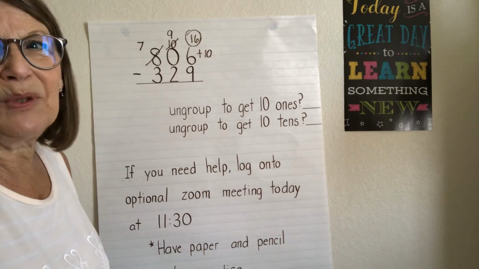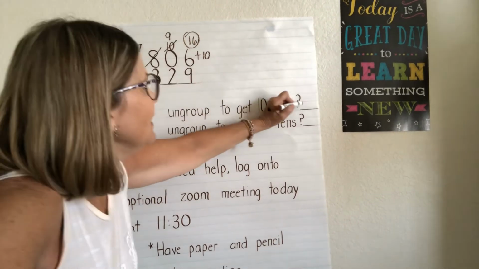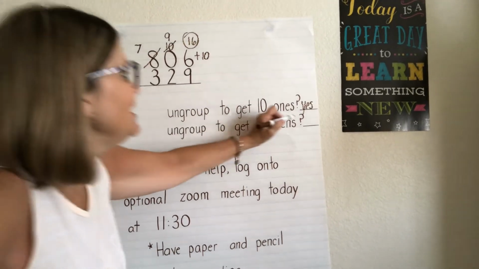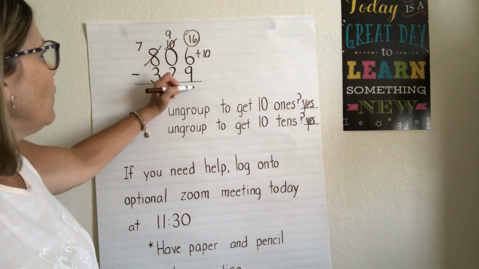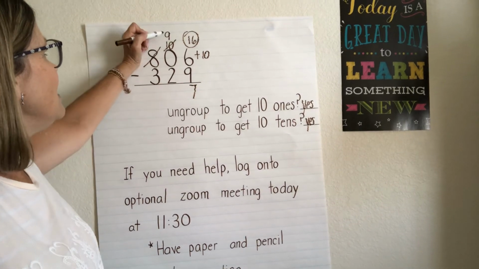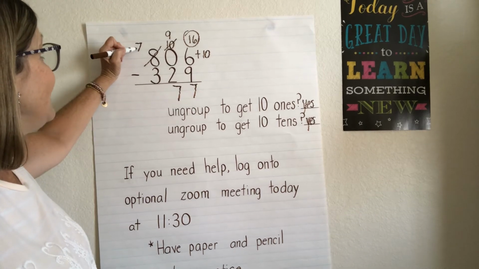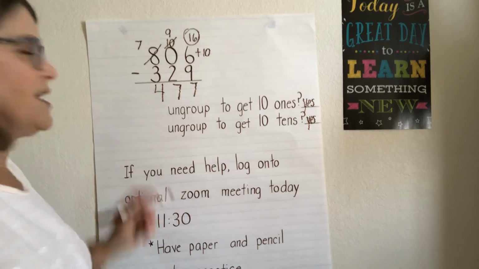Now I can subtract. Did I have to ungroup to get 10 ones? Yes. Did I have to ungroup to get more tens? Yes. Okay, 16 take away 9 is 7. 9 take away 2 is 7. And 700s take away 300s is 400s.